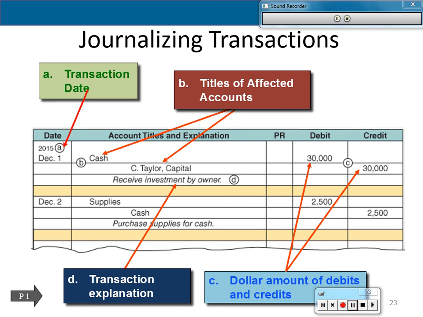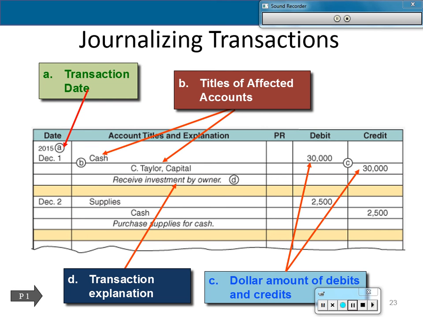So let's look at this transaction. They have a description here: receive investment by owner. When you receive investments, you know how to analyze transactions. What increases, what decreases? Cash increases. What else? Equity increases. Capital increases, right? So, we put the date.